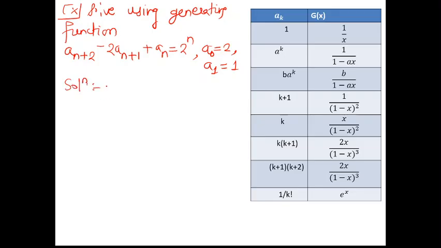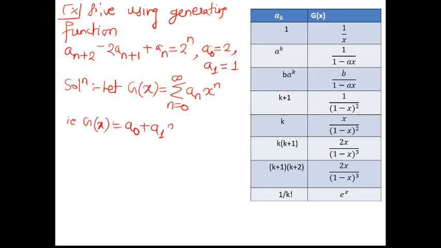So obviously, as we are going to solve this by generating function, let g of x be the generating function of the form summation a(n) x to the power n, where n takes the value from 0 to infinity. That is, g of x is a0 plus a1x plus a2x square and so on. Let us call the given recurrence relation 1 and this is 2.